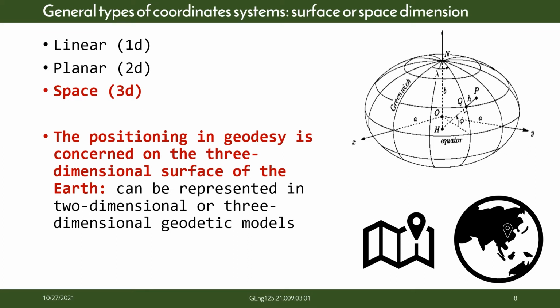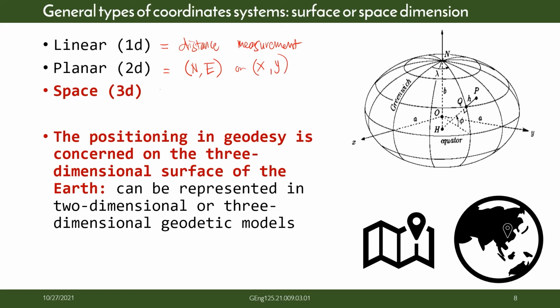So in terms of surface or space dimension, we have linear, planar, and space. When we say linear, a common example for that is distance measurement. Then for planar, two-dimensional positioning. In surveying, we usually use northing and easting, or x and y in the Cartesian plane.